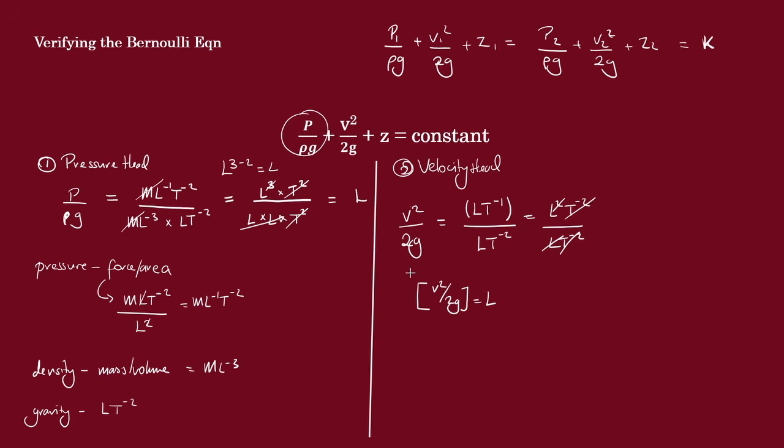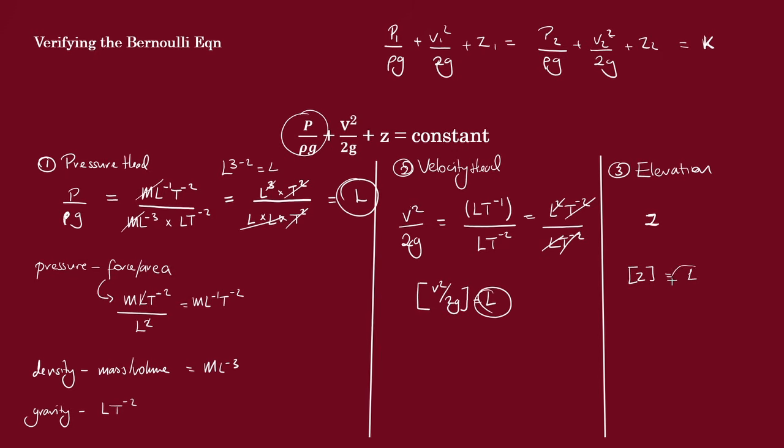Okay? Simple and short. And the third one is the positional or the elevation head. So that's the elevation, and this is just simply z. I know z is height above the ground. So the dimension of z is going to be straight up L. So we have shown that the Bernoulli equation is dimensionally homogeneous, no matter how stressful that was.